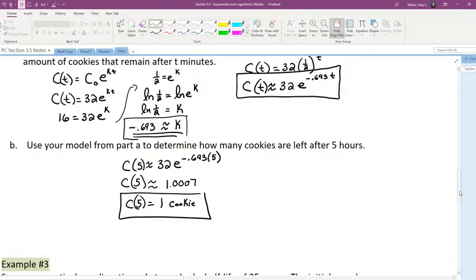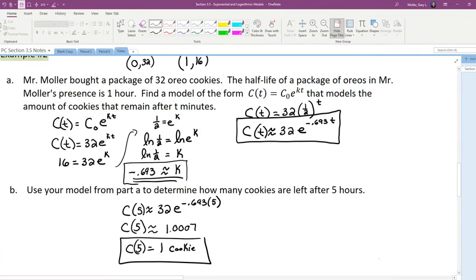And that is exactly the answer we would expect because in 5 hours, using our previous model, that would just mean we're cutting it in half 5 times. So half of 32 is 16. That's 1. Half of 16 is 8. That's 2. Half of 8 is 4. That's 3. Half of 4 is 2. And then our fifth one is 1. 1 cookie.